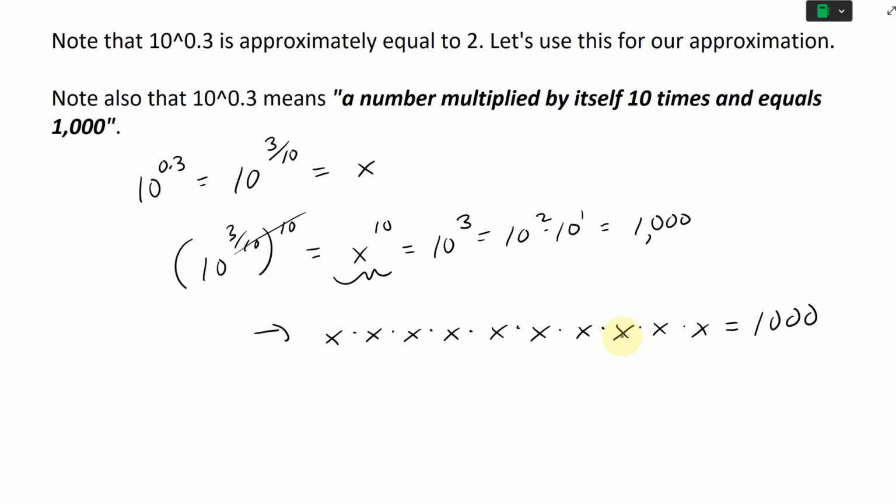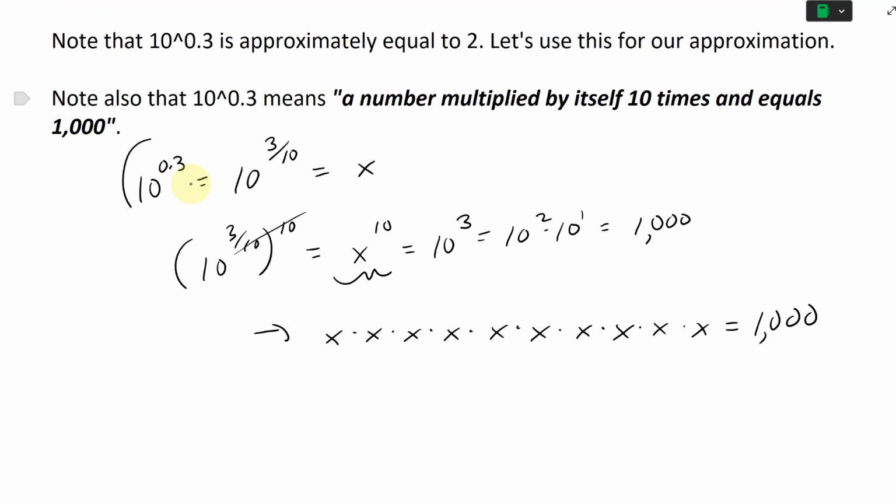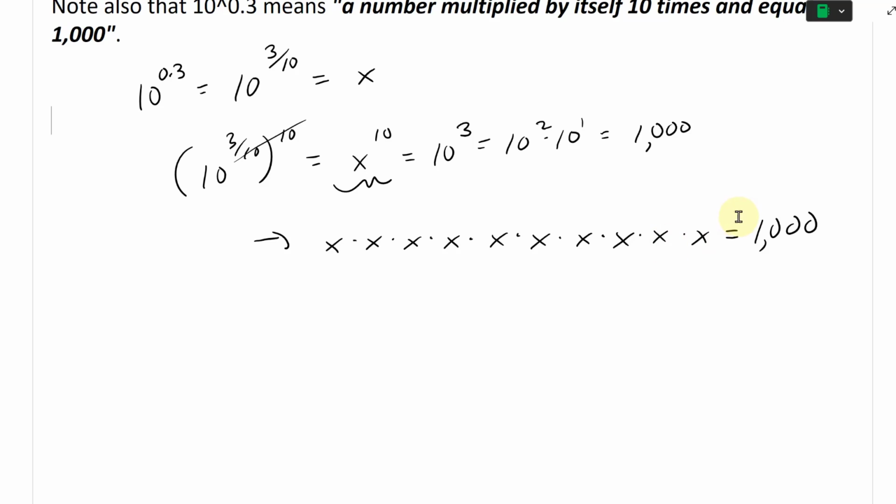So finding this is not that straightforward as a division or multiplication. So yes, you're going to do that 10 times. That's what this means. So if you ever want to grasp what that means, that is what this means. Finding x such that multiplying it 10 times equals 1,000.